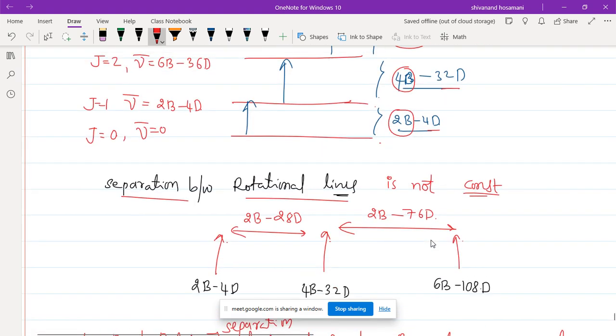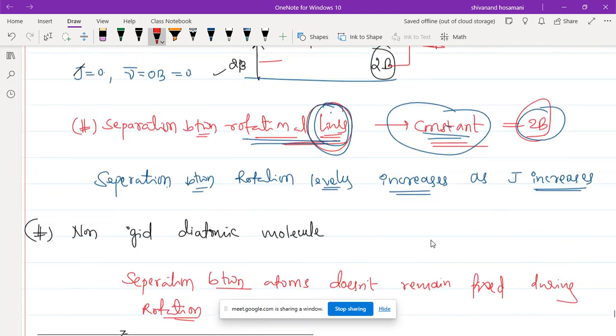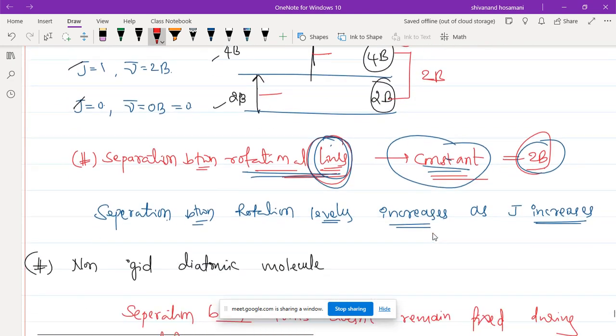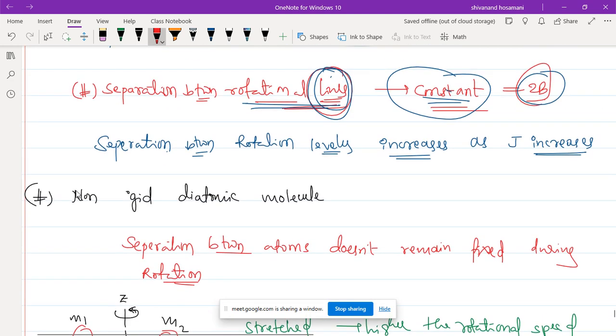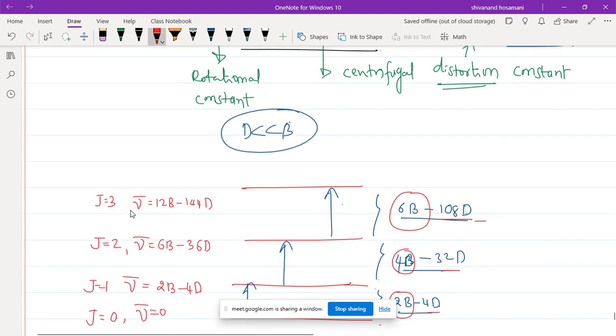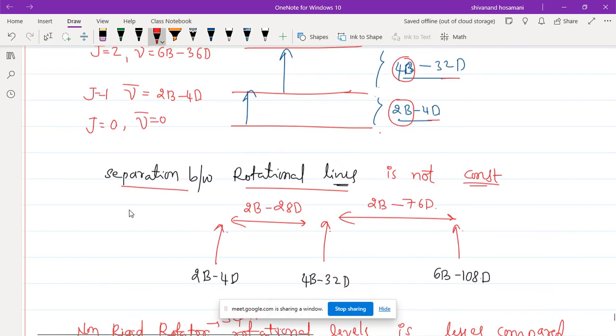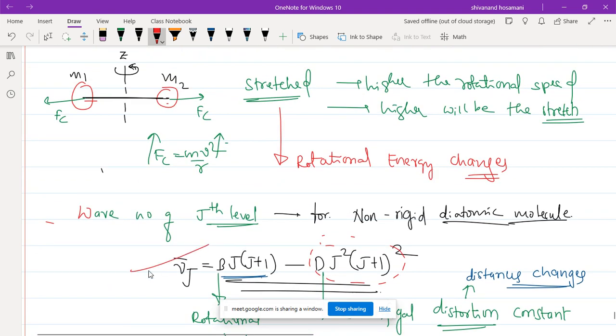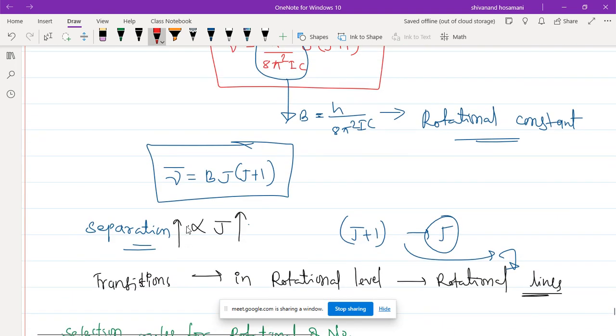So this is exactly the difference for the non-rigid rotator. This is non-rigid, that is rigid. Is that clear? Then you need to remember these equations. This is important. Okay.